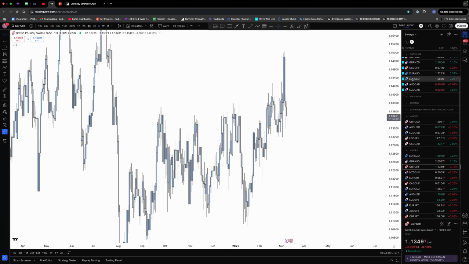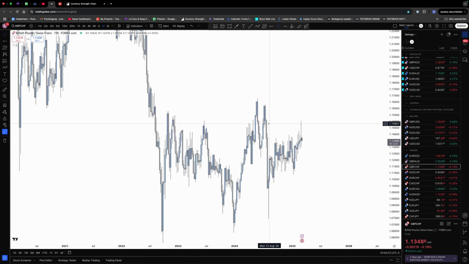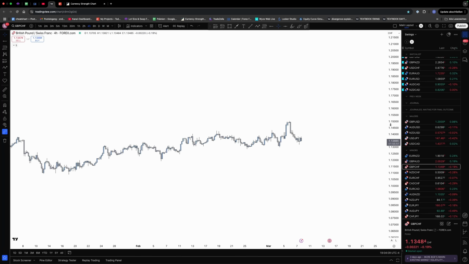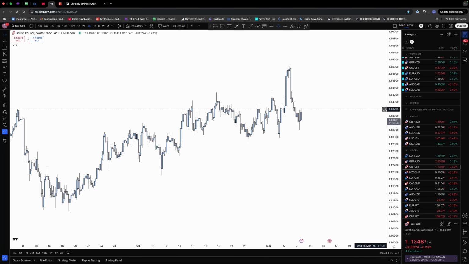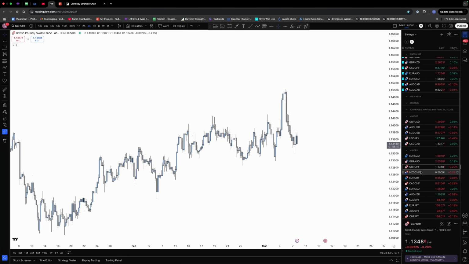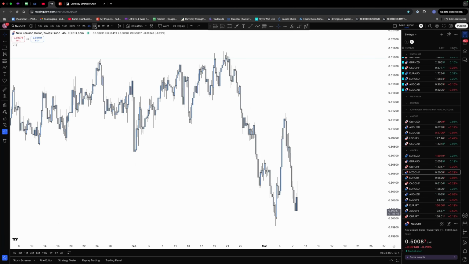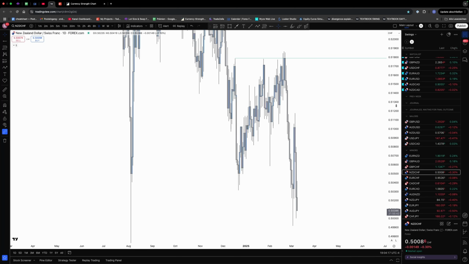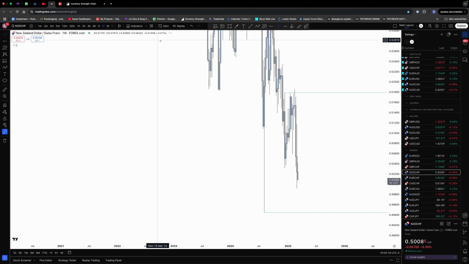CHF pairs, I just hate them, and they have been hitting me hard recently. We have a huge weekly rejection. Just ugly on the 4 hour, not interested. NZD CHF sold off hard. I just don't like how this all looks.